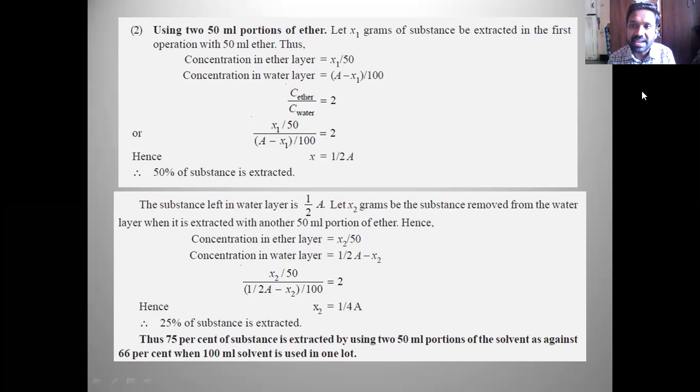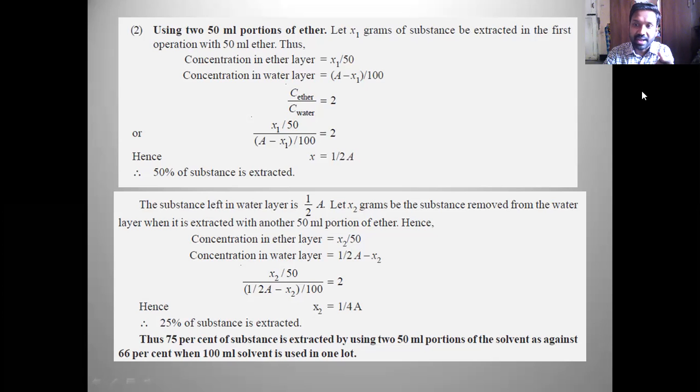Now what is the remaining in water? Because this is multiple extraction, the water you have to carry forward to the next extraction step. So what is the remaining amount of X in water? It will be half A. Why? Because half A has already gone into the ether, which you have collected separately. Now take this water and add another 50 ml of ether. This is the multiple extraction meaning.